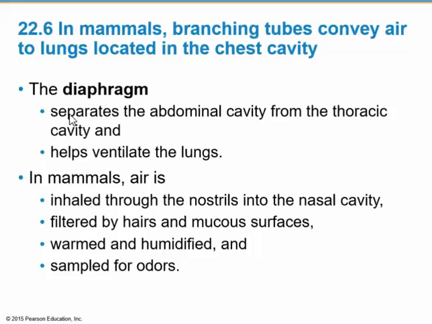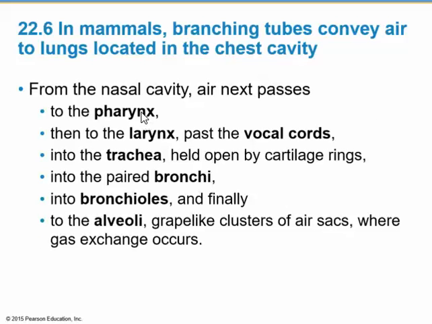In mammals, specifically, air is inhaled through nostrils into the nasal cavity where it's filtered and warmed and humidified. From the nasal cavity to the pharynx, that's your throat, to the larynx, which holds your vocal cords, into the trachea, your windpipe. The trachea has two branches, bronchi, bronchus singular, and each bronchus splits into secondary, tertiary, and smaller tracheoles. And finally, to the alveoli.